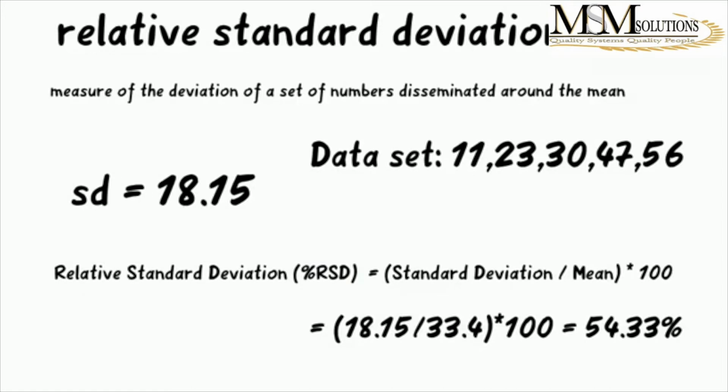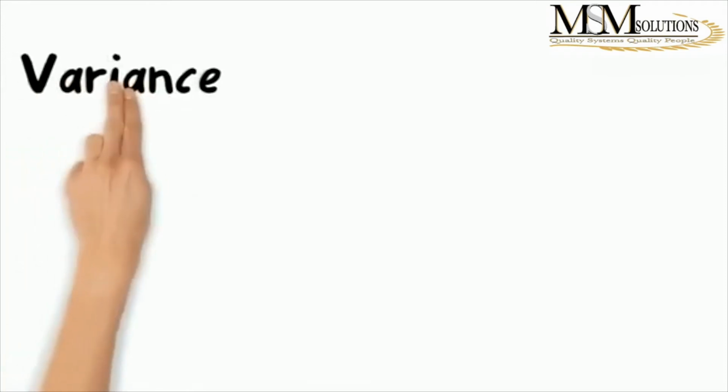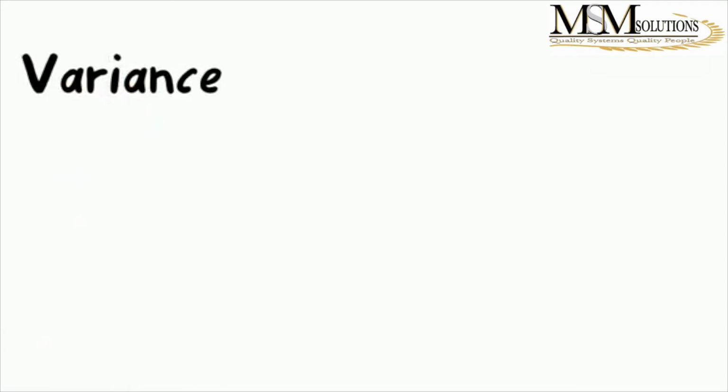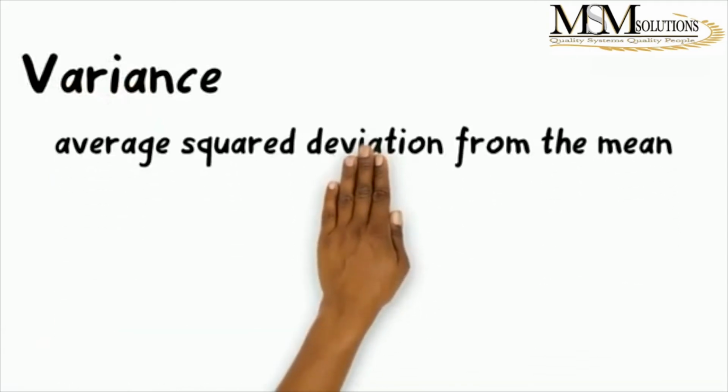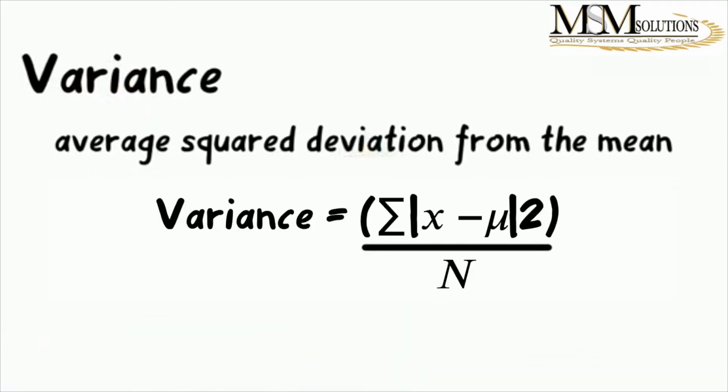But the relative standard deviation, the value of it, because you can calculate it as a percentage, gives you a better number to interpret compared to when you're just looking at individual standard deviation. When we speak of standard deviation, you'll also hear people talking about variance. So what is variance? Variance is the average squared deviation from the mean.